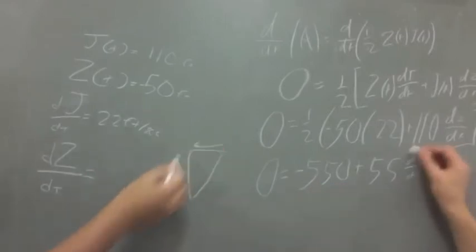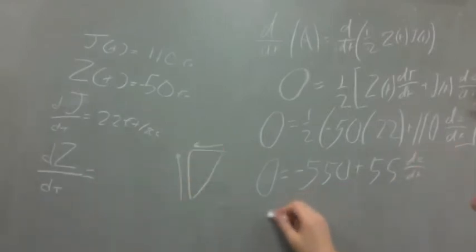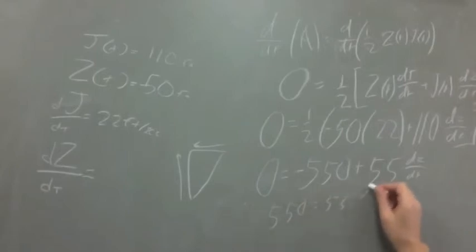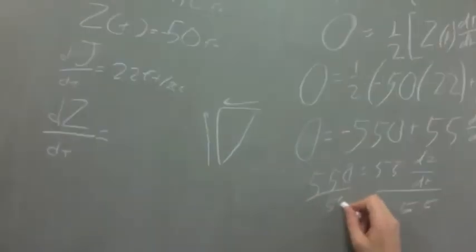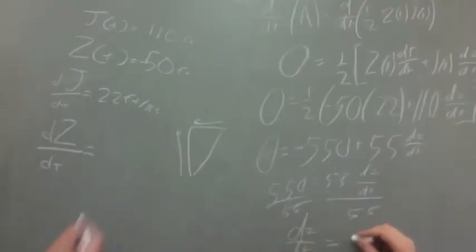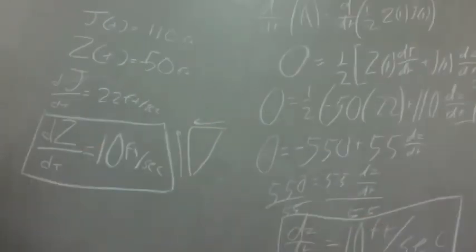Now let's identify dZ/dt. 550 is equal to 55 dZ/dt. To further isolate dZ/dt, we do this to finish the problem, and we get that the zombie's speed is 10 feet per second. So, as long as we run this quickly, we should be able to get away from all zombies. Jimmy, your sacrifice wasn't in vain.